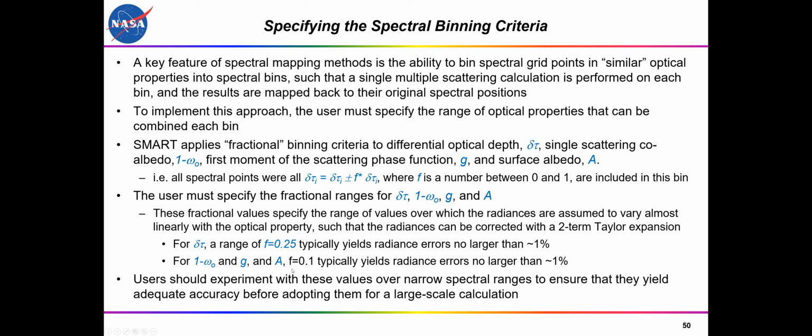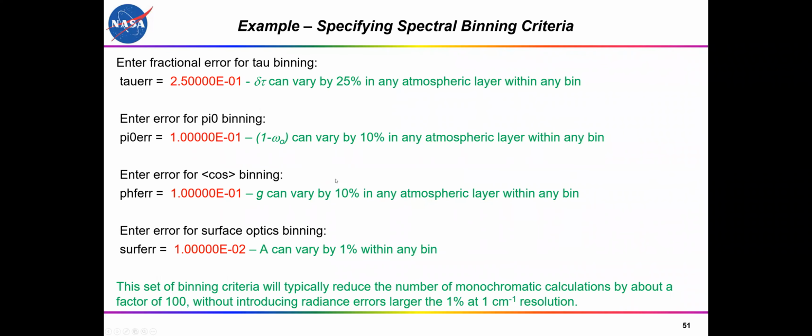This gives pretty good results, even for fairly highly resolved angle-dependent radiance fields. As I say here, the user has to experiment with these values to get the values that they really want to use. And I suggest doing that very strongly. So here, I call this tau error, that's 25%. Pi zero error, this is 1 minus the single scattering albedo. I give that 10% for the phase function error, and for the surface albedo.